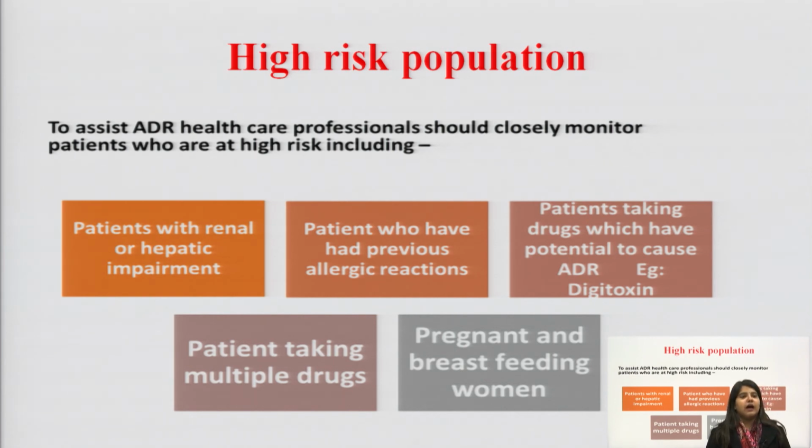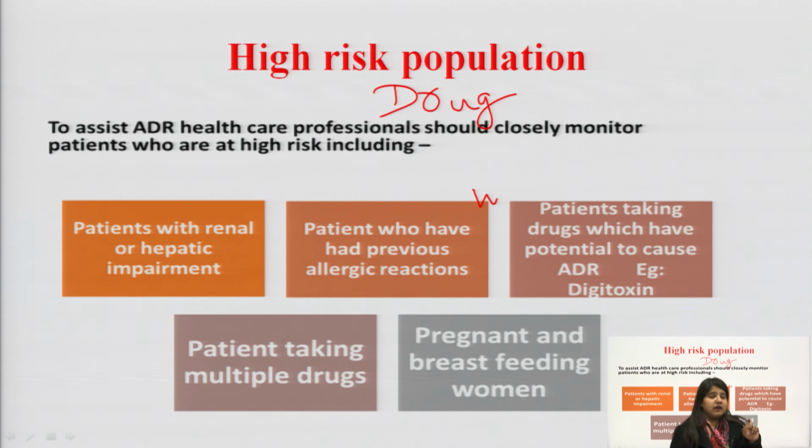Now talking about the high risk population. What are the populations which are at high risk of developing an ADR? To understand this, one should always keep in mind why an ADR occurs. ADR simply occurs because of the drug. So any patient who is taking a drug is at risk of getting an ADR. Right? Any patient who is taking a drug is at risk of getting an ADR.